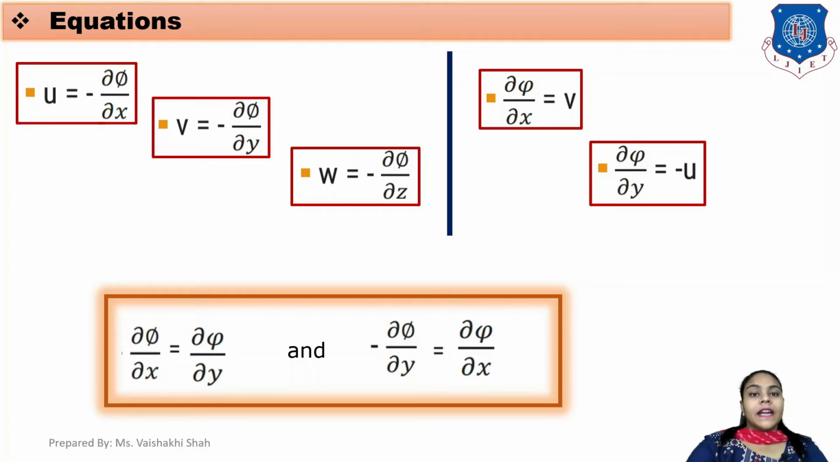So, you get del phi by del x equals to del psi by del y and minus del phi by del y equals to del psi by del x. By using this comparison, you can solve so many examples. Okay. So, let us start the example here.